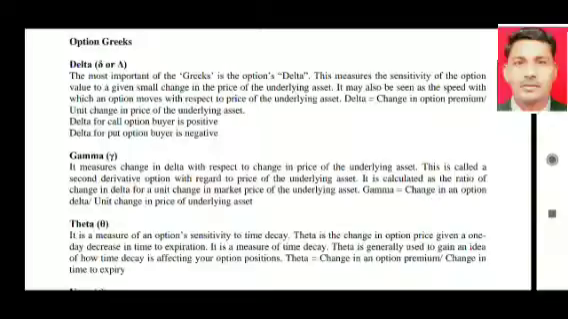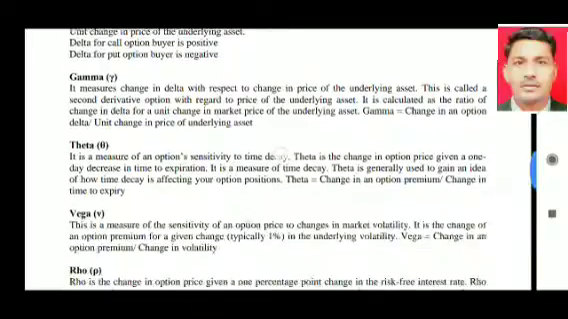What is theta? Theta is a measure of an option's sensitivity to time decay. Theta is the change in the option price given a 1 day decrease in time to expiration. It measures time decay. Theta is generally used to gain an idea of how time decay is affecting your option positions. Theta is equal to change in option premium divided by change in time to expiry.